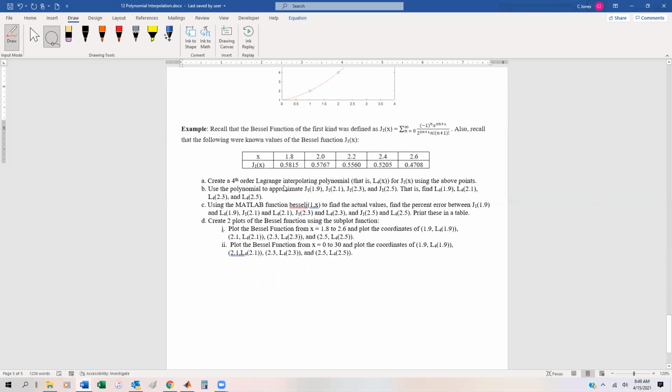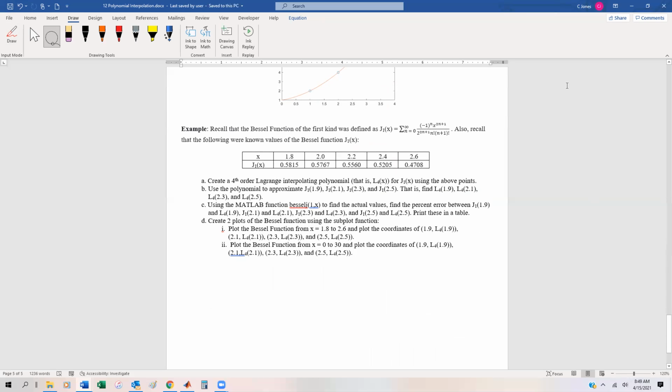So in this example, remember our Bessel function we had in the Newton interpolating polynomial. Guess what we're going to do? We're going to do the exact same thing for the Lagrange interpolating polynomial. We're going to create a fourth order Lagrange interpolating polynomial using the above points, and I'm just going to show you how to program that in MATLAB.